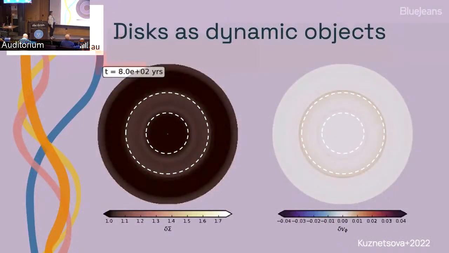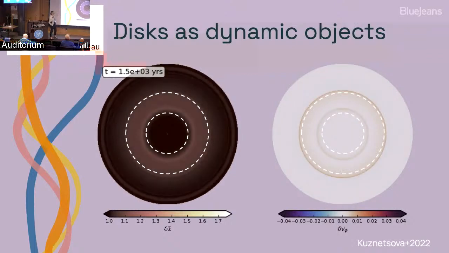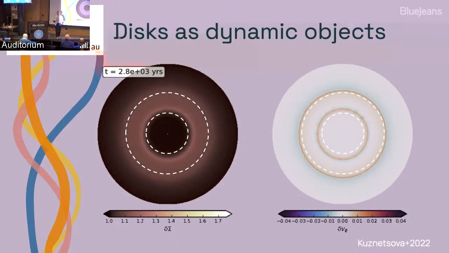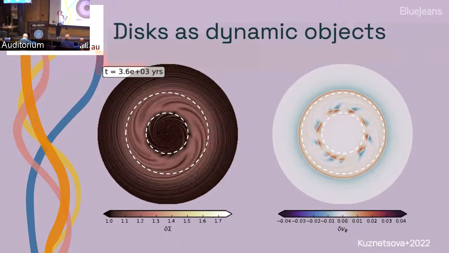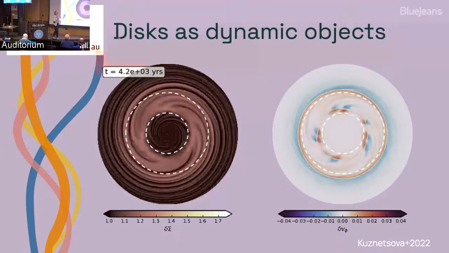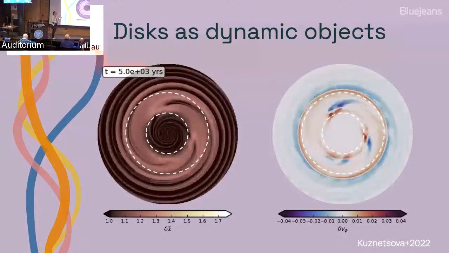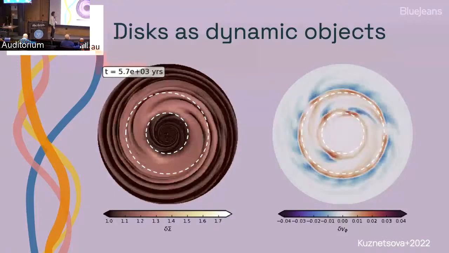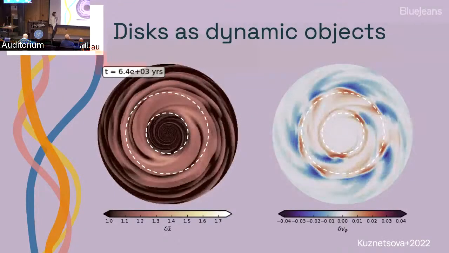And so I'm here to show you that disks are really dynamic objects. We like to say that they're steady state because it's a lot easier for us. We like to have a nice viscous model with one alpha. Disk theorists love an alpha, but I'm here to show you that this is probably not likely.